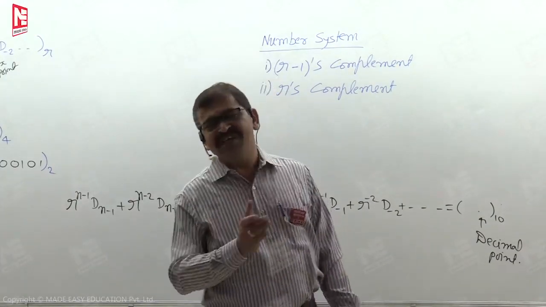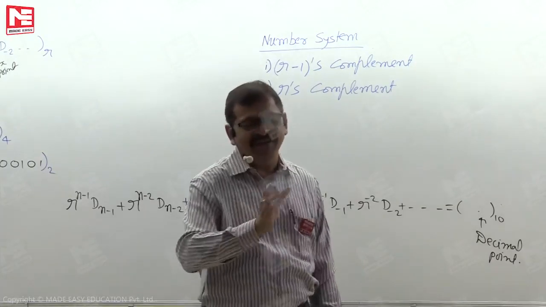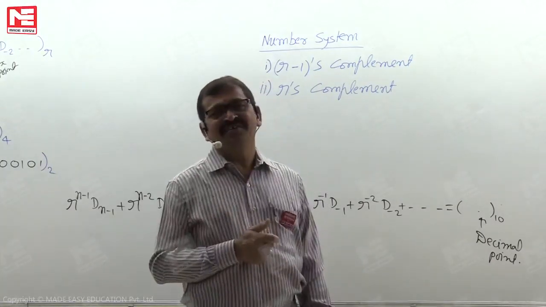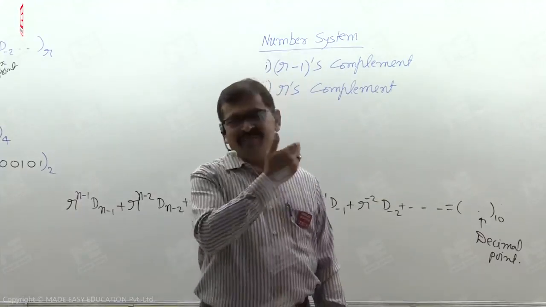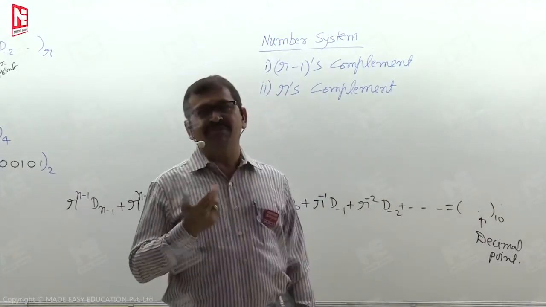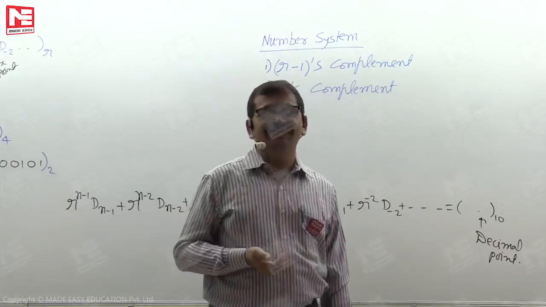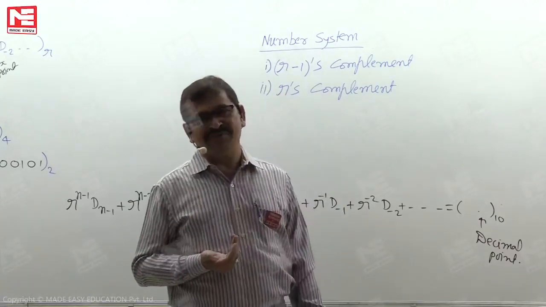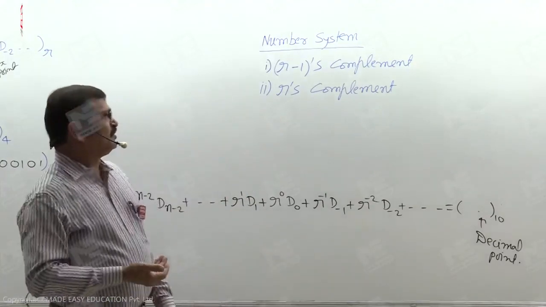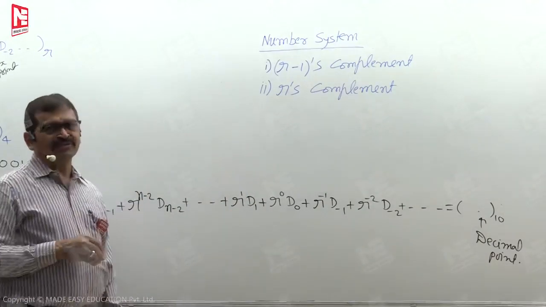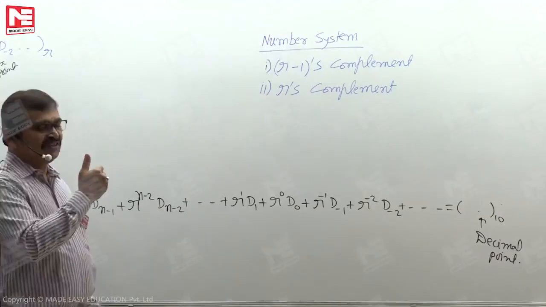The subtraction, with the help of these complements, is converted into addition. So basically, the purpose of learning these complements in any number system is to simplify the subtraction operation. Now let's look at how we are reading r minus 1's complement. Let us read this first.